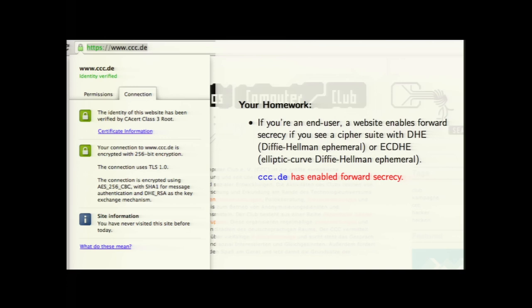Here it says it's using DHE. RSA is the key exchange mechanism. The DHE is Diffie-Hellman ephemeral. That means it's using forward secrecy. Or if it says ECDHE, that also means it uses forward secrecy. But DH alone is bad and ECDH alone is bad. You have to have the E at the end. Yes, the E is important. But DH is better than RSA.